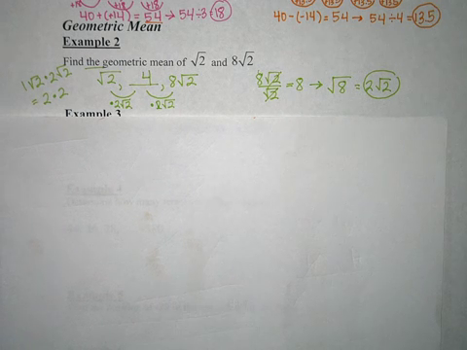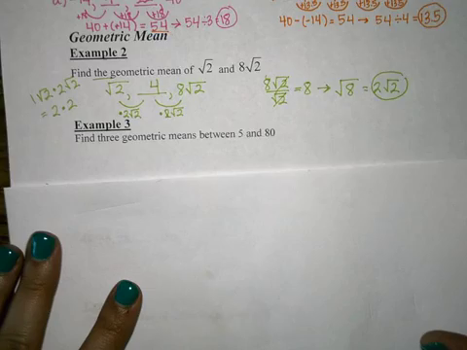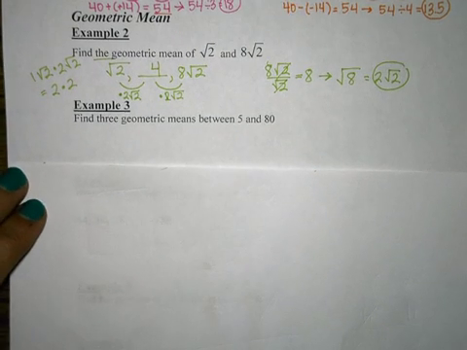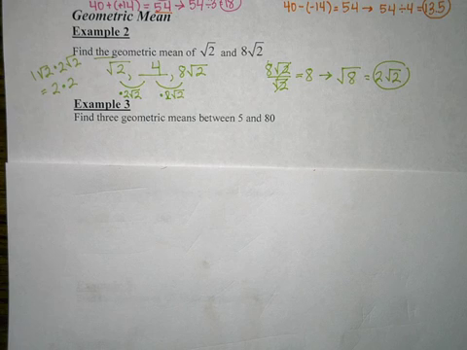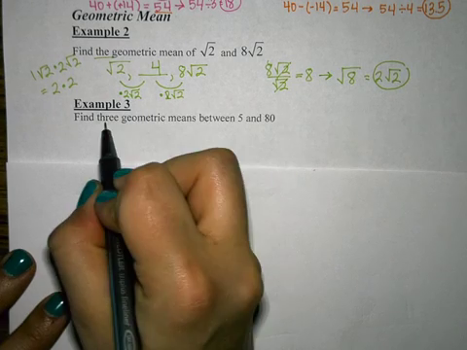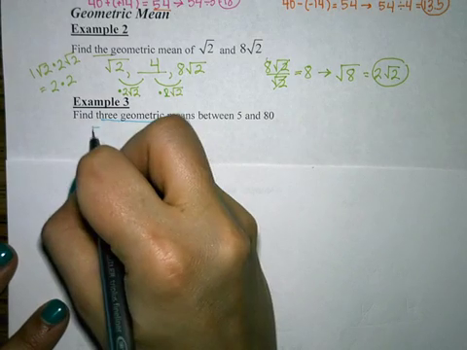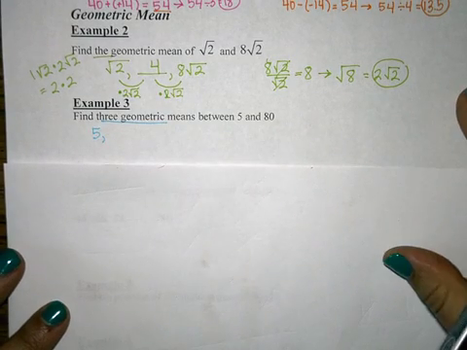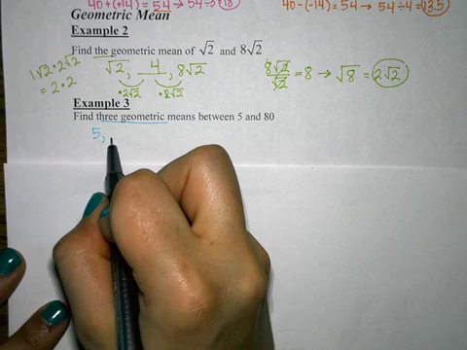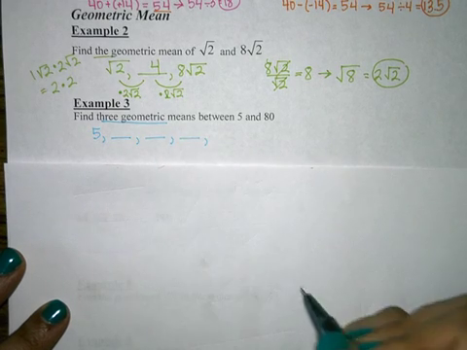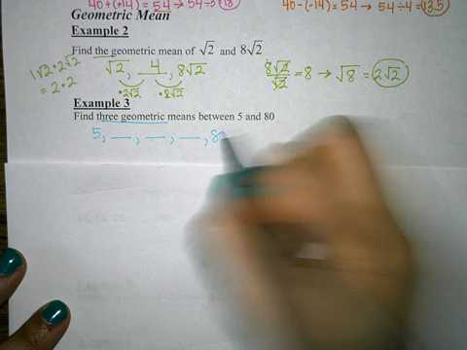Let's do one more like this, and then we will recap finding the means. This next problem wants to find 3 geometric means in between 5 and 80. So 5 is my first term. 3 geometric means in between means I'm going to multiply a number 3 times to get 3 terms in between, and we should end up at 80.